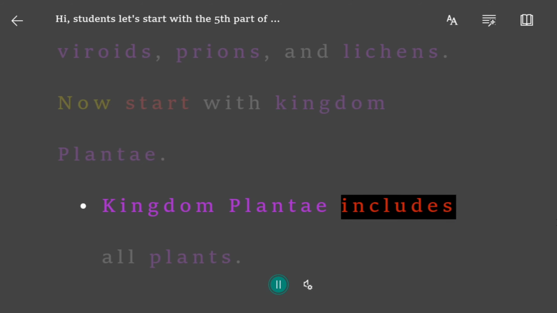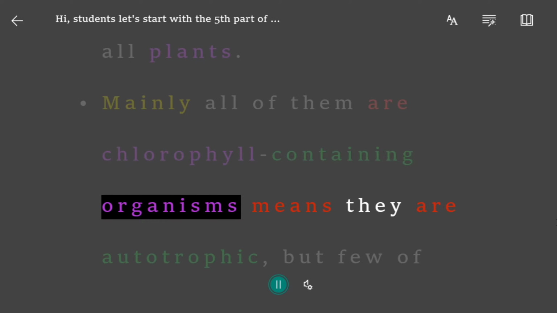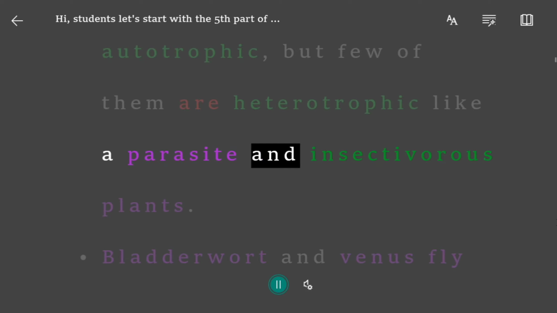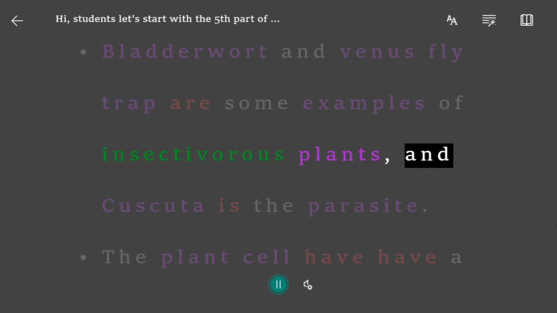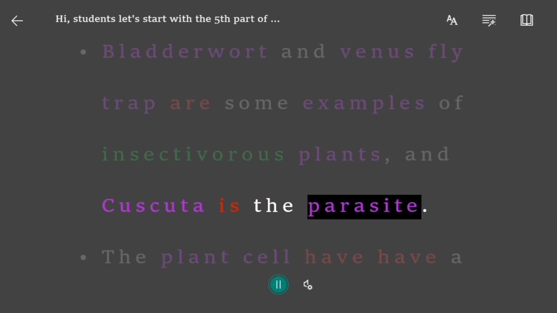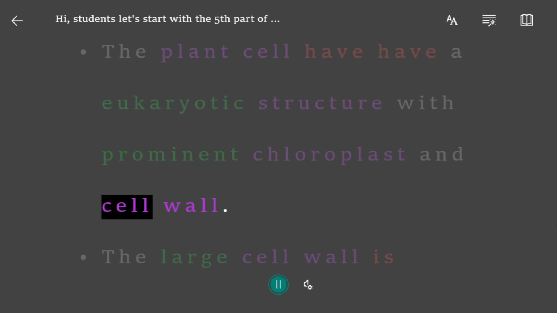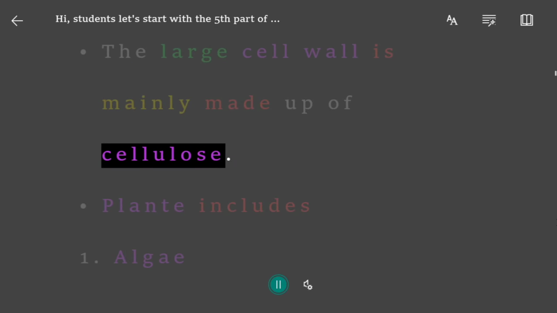Kingdom Plantae includes all plants. Mainly all of them are chlorophyll-containing organisms, meaning they are autotrophic, but a few of them are heterotrophic, like parasites and insectivorous plants. Bladderwort and Venus flytrap are some examples of insectivorous plants, and Cuscuta is a parasite. The plant cell has a eukaryotic structure with prominent chloroplasts and a cell wall. The large cell wall is mainly made up of cellulose.